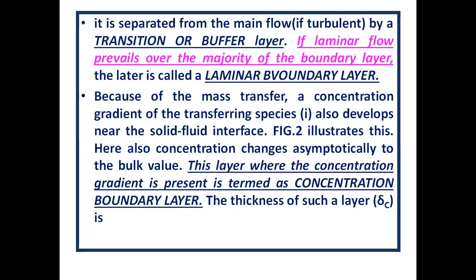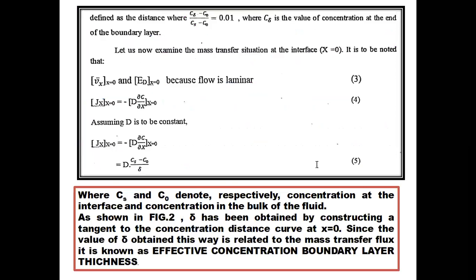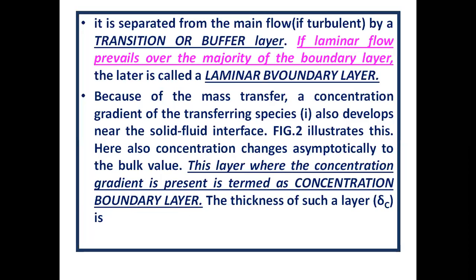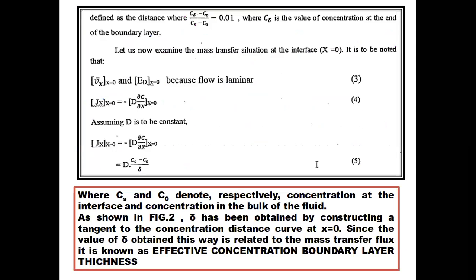Because of the mass transfer, a concentration gradient of the transferring species i also develops near the solid-fluid interface, which is shown in figure 2. The concentration changes asymptotically to the bulk value. This layer where the concentration gradient is present is termed the concentration boundary layer. Without a concentration gradient, mass transfer is generally not possible. The thickness of this layer will be δ_C.